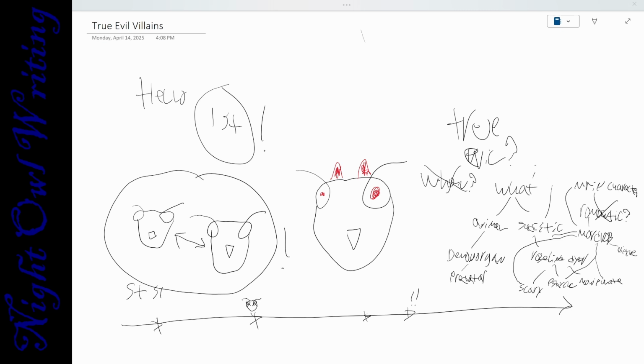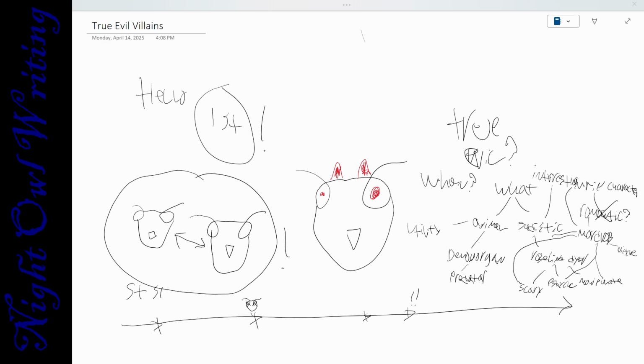So, there are interesting ways that you can write true evil villains, such as the sadistic true evil. And then there are utilitarian ways that you can write true evil villains, like animalistic, where you're just using them as a plot device and not as a character.